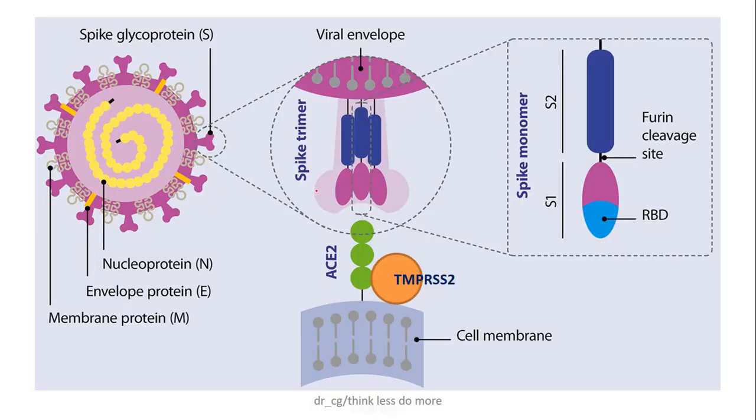Spike protein, or S protein, is a trimer, meaning three molecules collectively make the whole protein. And each of these molecules, each monomer, has different regions on it: the S1 region, the S2 region and the RBD, meaning receptor binding domain.